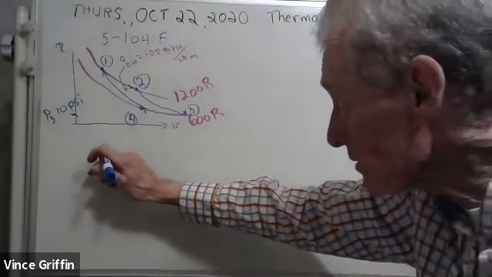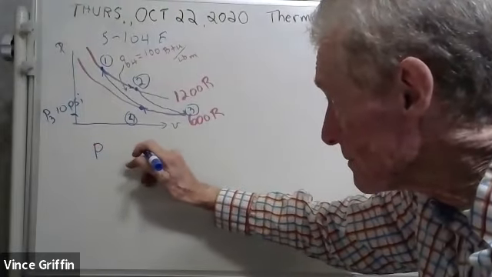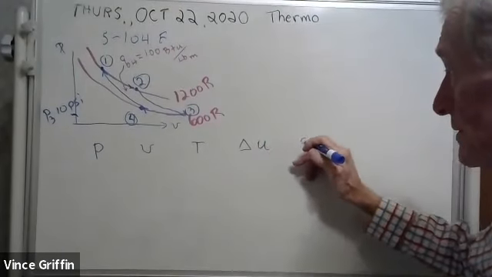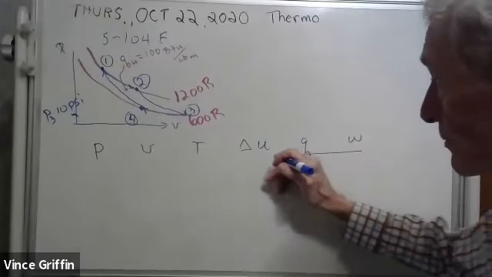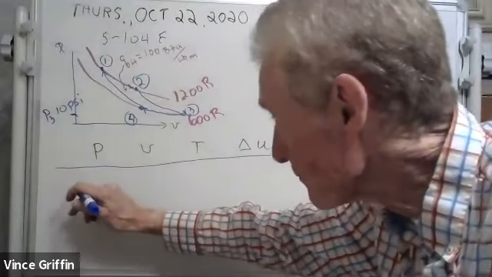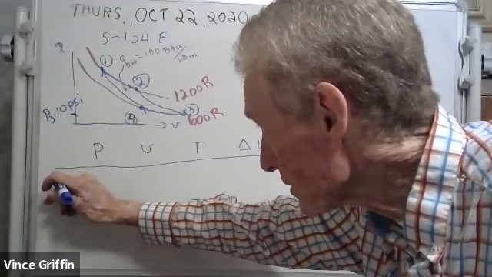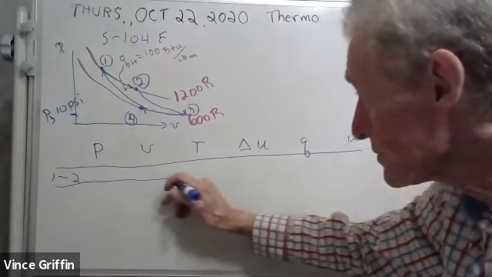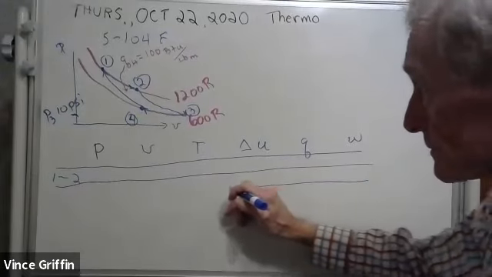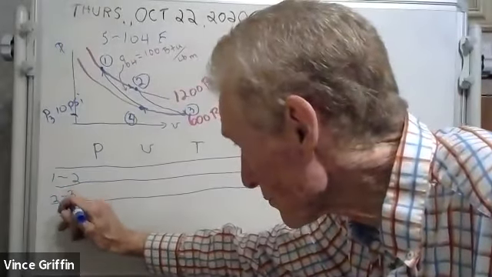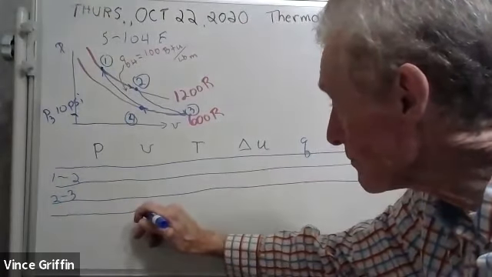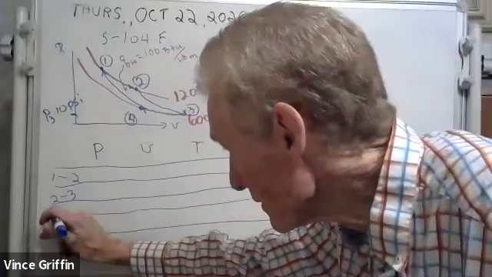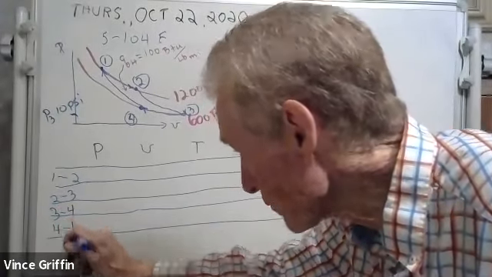Now I want you to do the same thing that I'm going to do. We're going to make a table of values here. And this is going to be process. We're going to go from 1 to 2, then from 2 to 3. What's 2 to 3? That's the adiabat, isn't it? And then we're going to go from 3 to 4. Then we're going to go from 4 back to 1 because we have a cycle.